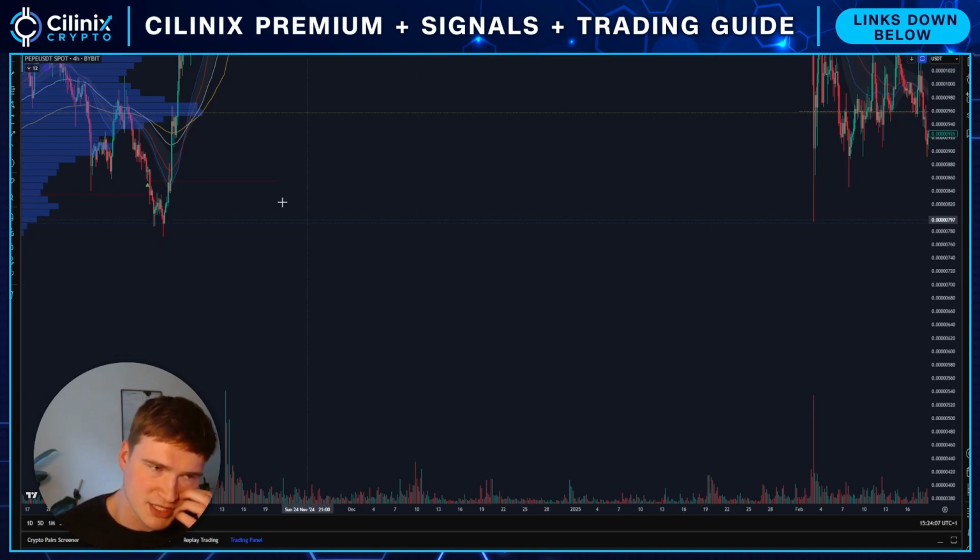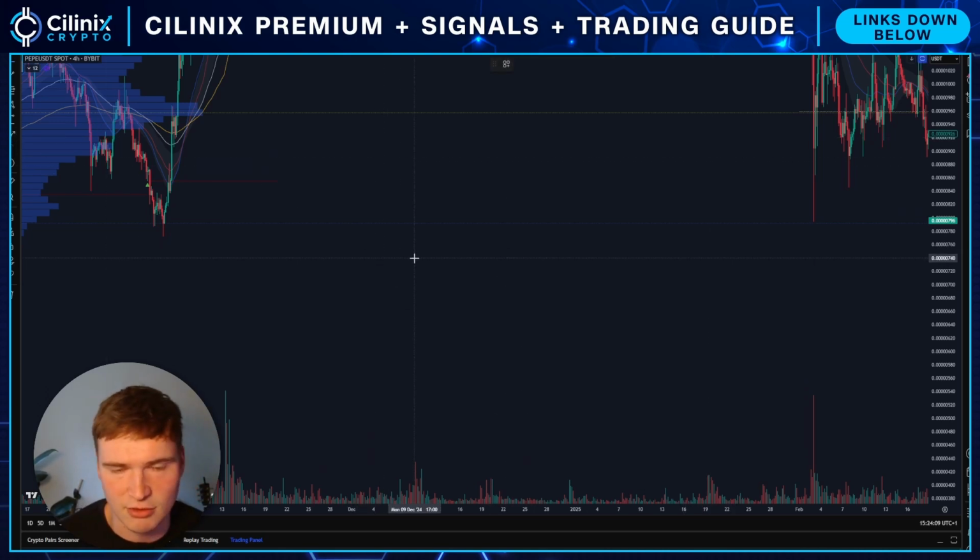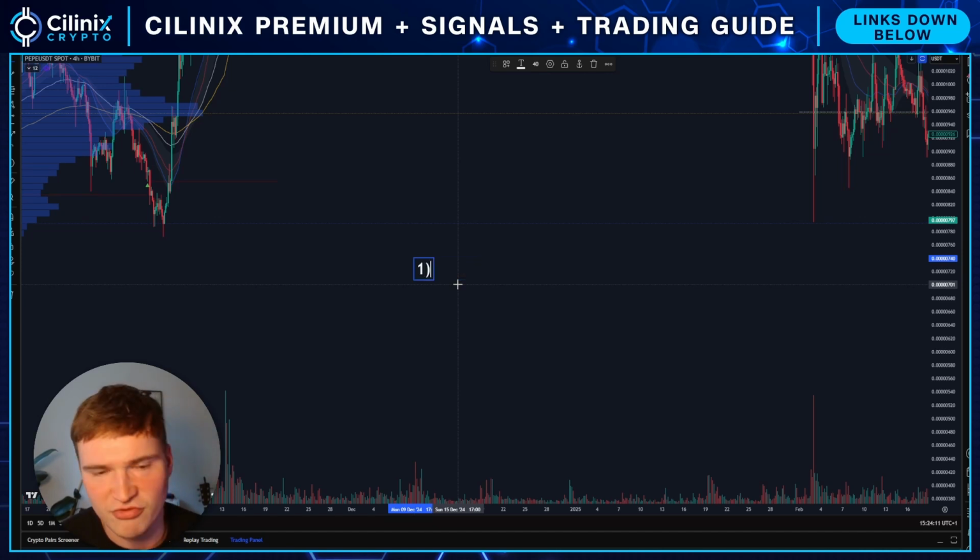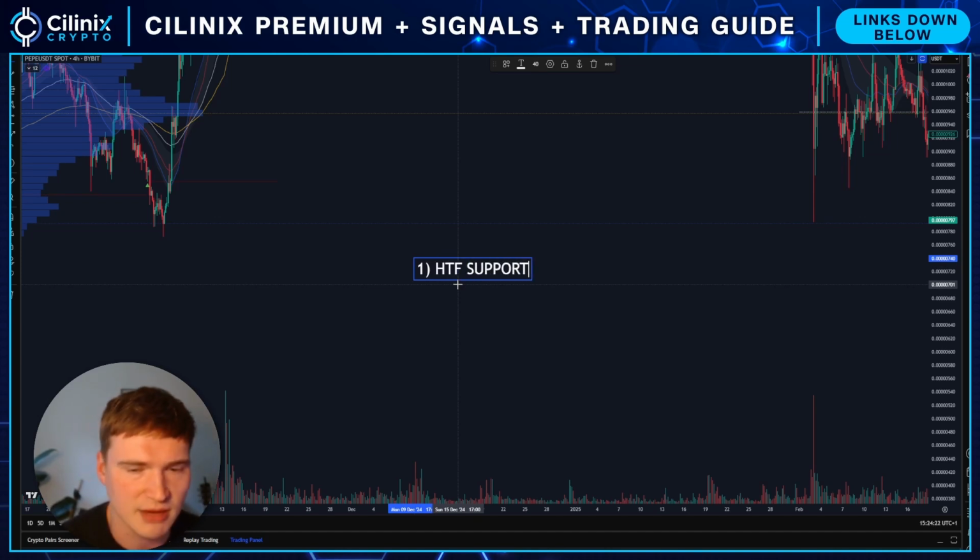So like I said, there are basically four steps that I wanted to talk about on how to find the bottom. The first one is very simple, and I'll apply all these steps to an analysis where we can actually check out the bottom. But the first step is just to find a high time frame support zone.